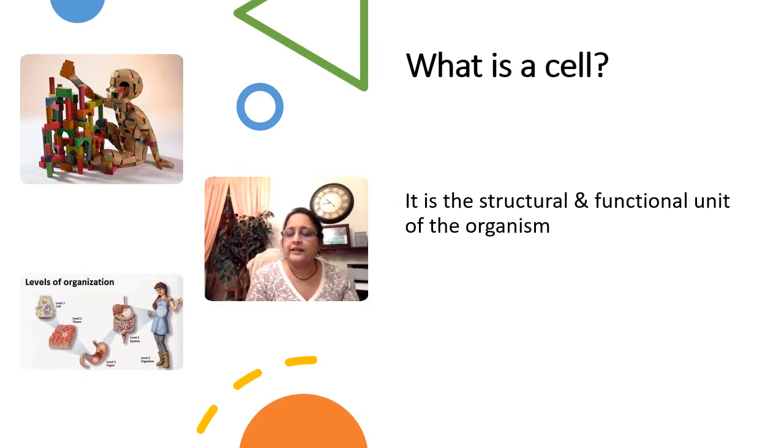Okay guys, then let's define the cell in three different forms. It is the structural and functional unit of the organism. It stands as the lowest level of organization, and it is the building block that forms the organism and also performs all the vital activities of it.